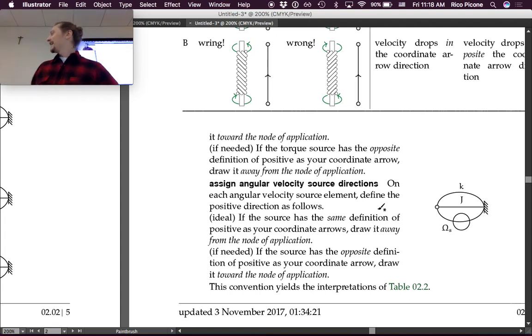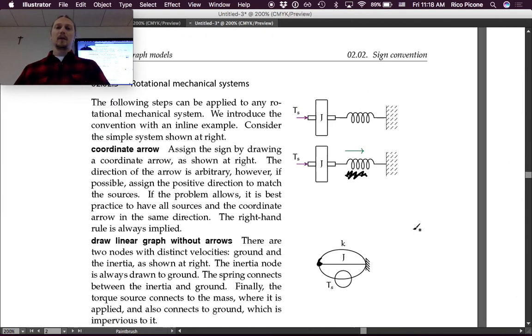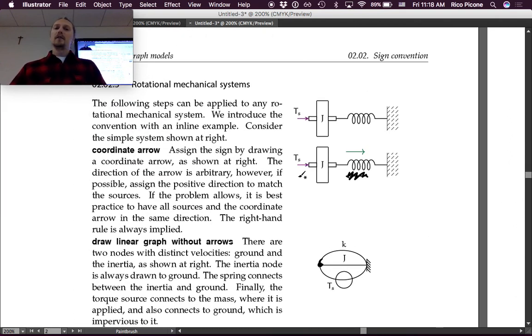So assign angular velocity source directions. On each angular velocity source element, define the positive direction as follows. In the ideal case, when you've got your source arrow and your coordinate arrow pointing in the same direction, then draw the arrow for your angular velocity source away from the node of application. Okay, and that is not what we have in our situation here. We don't have an angular velocity source. We have a torque source. Well, let's just pretend.